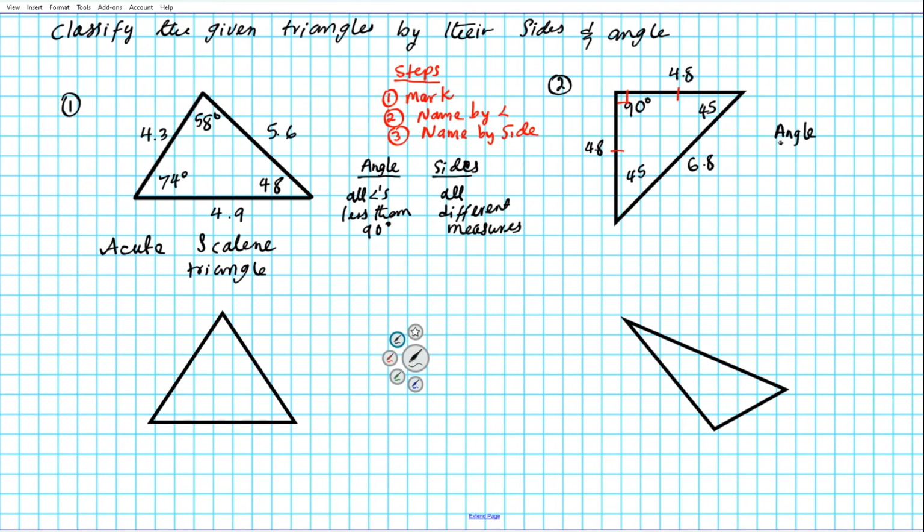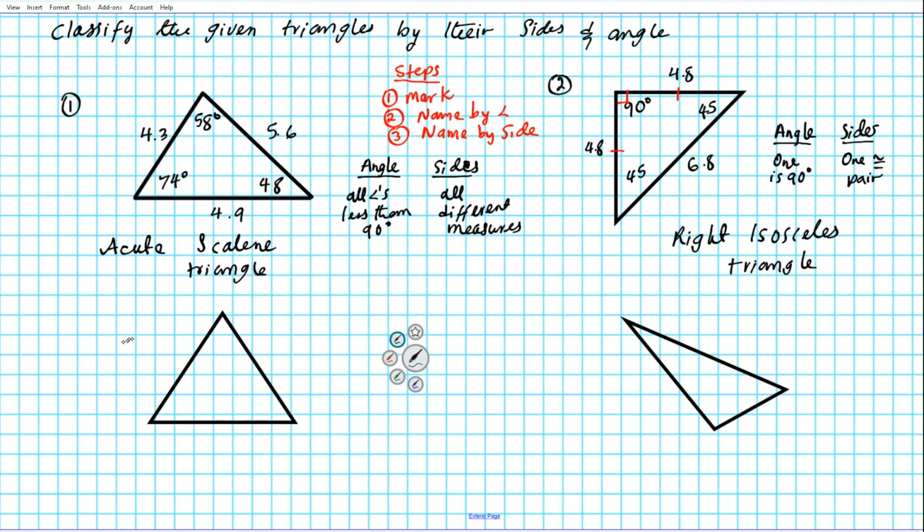Let's name it based on angles. So what do we have in the angle situation? One is 90 degrees. Okay, so what does that tell us? That tells us that this triangle is right. Naming by angle. Okay, and if we want to name it by sides, what do we notice about the sides? It has one congruent pair. All right, these two sides are equal. If you have one congruent pair, that means it's isosceles. Isosceles. Bam. So this is a right isosceles triangle.